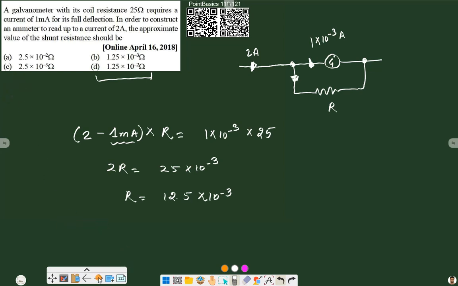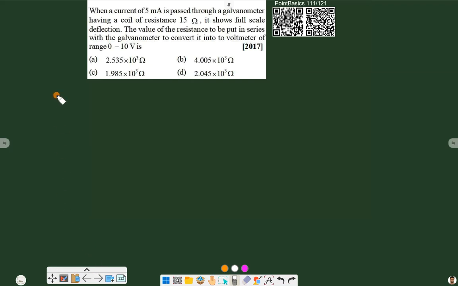Moving to the next one. When a current of 5 milliampere is passed through a galvanometer having coil resistance of 15 ohm, it shows full deflection. The value of resistance to be put in series with the galvanometer to convert it into a voltmeter of 10 volts. So full scale deflection means Ig is given, that is 5 milliampere. Resistance of the galvanometer is 15 ohm, and we have to find the value of R.